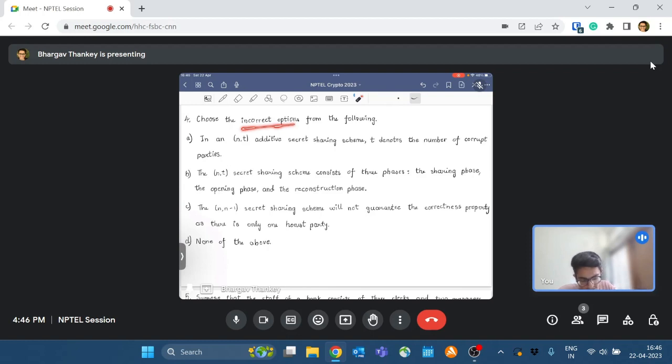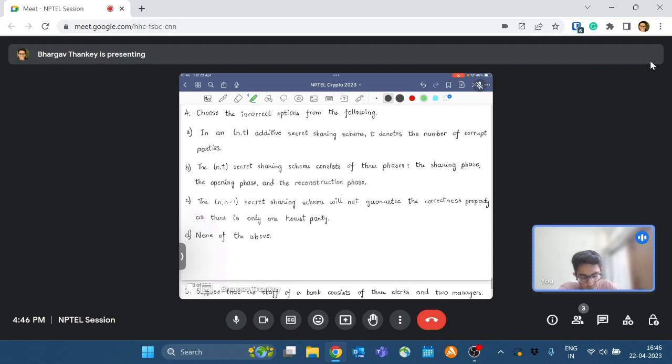What about option B? The n comma t secret sharing scheme consists of three phases: the sharing phase, the opening phase, and the reconstruction phase. Well, this is false because there are just two phases. First, the dealer shares the secret shares, and then whenever the parties want to open the secret, t plus one of them come together and reconstruct the secret. So there are just two phases: the sharing phase and the reconstruction phase. There is no opening phase. So B is false, and therefore we should pick B.